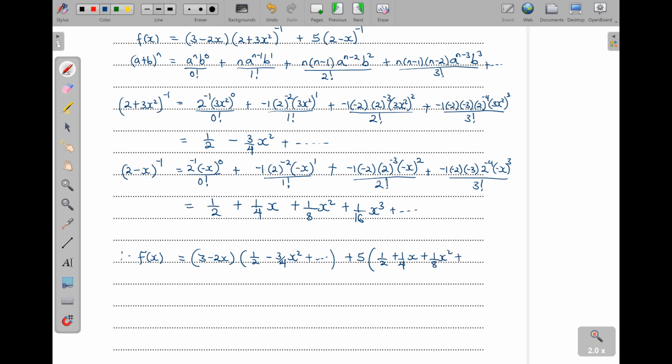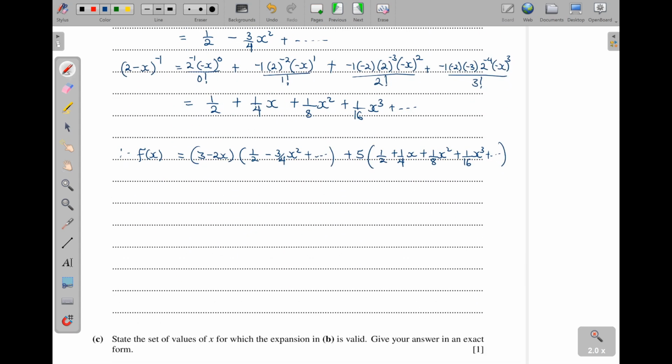These are what we call infinite series, okay? They don't end. So that's why they tell you to end somewhere. We don't need all the terms. So multiply everything in here. We shall have, let me begin with the constants, okay? So this is a constant, it will multiply with the constant. So I will have 3 over 2 here, okay? There is 5 times 1 over 2. That one will give me 5 over 2. So this is my constant part.